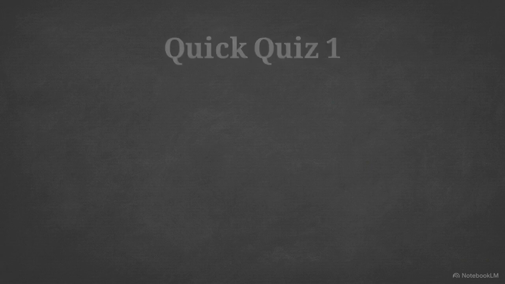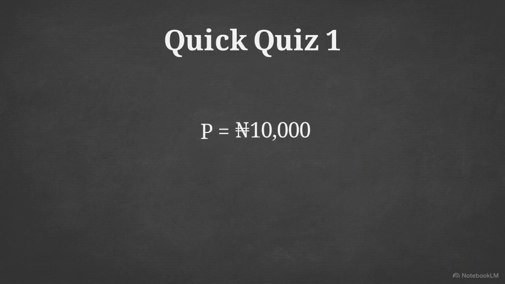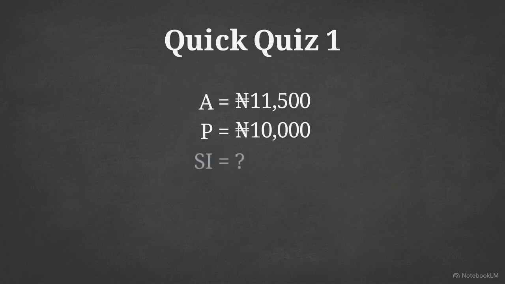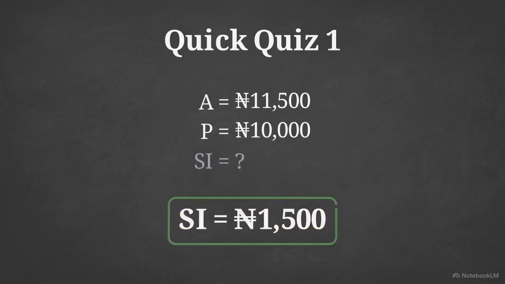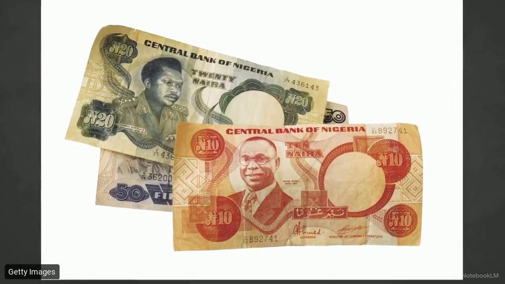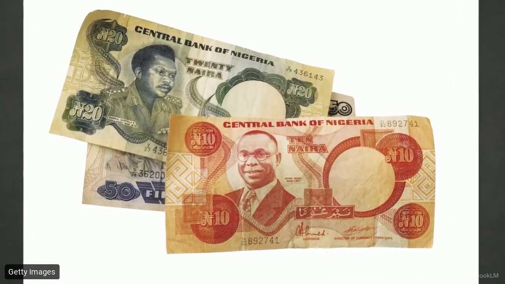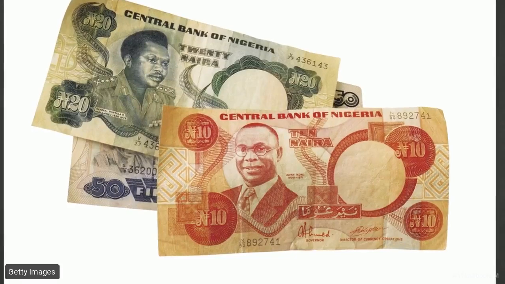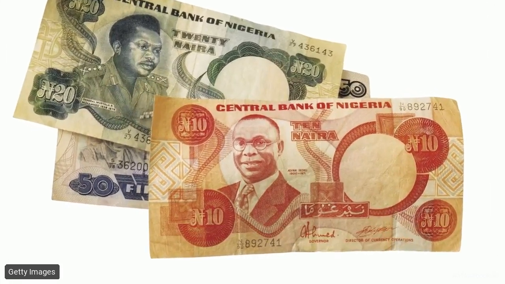Here is a quick quiz. If a principal of 10,000 naira amounts to 11,500, what is the simple interest? Subtracting the principal from the amount gives you 1,500 naira. It helps to visualize these numbers as physical naira banknotes. Connecting the equation to real currency makes the math feel more practical.